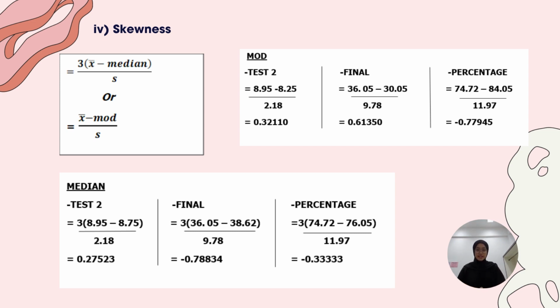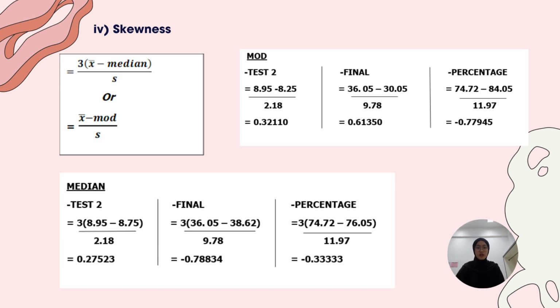So for test 2, we are using the second formula of the Pearson measures of skewness, which is mean minus mode divided by standard deviation. For test 2, the answer that we got by applying the formula for the skewness is 0.32, which is more than 0, so it is positively skewed. For the final, the answer that we got for skewness is 0.61, which is also more than 0, so it is positively skewed.